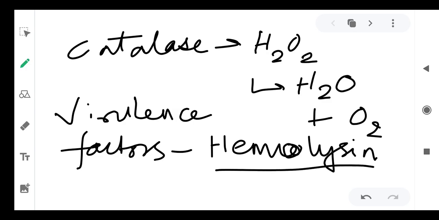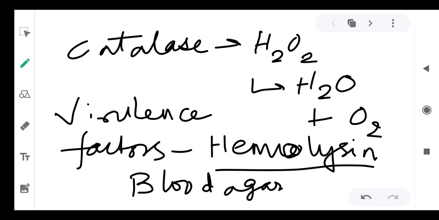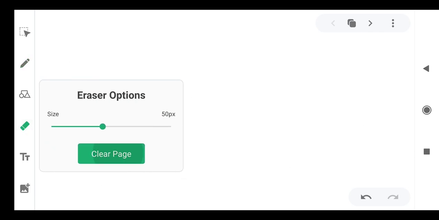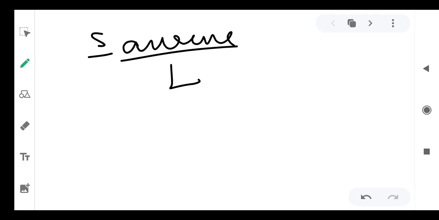You will see different kinds of lysis on your blood agar plates. So they can lyse the RBC. This is one of the very important virulence factors in Staphylococcus aureus. Next is the production of coagulase. S. aureus produces coagulase.